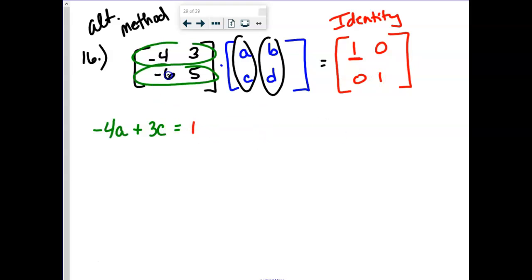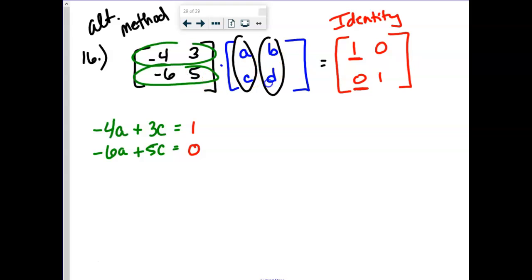Okay, now let's go to the second row and stick with the first column. So that's a negative 6a plus 5c. So row 2, column 1 is supposed to come out to an answer of 0, according to the identity matrix. That's one system of equations we'd have to solve. Put a pin in that for a minute.